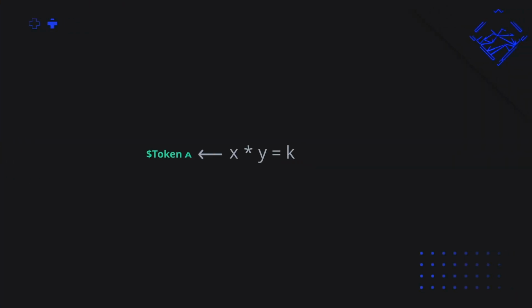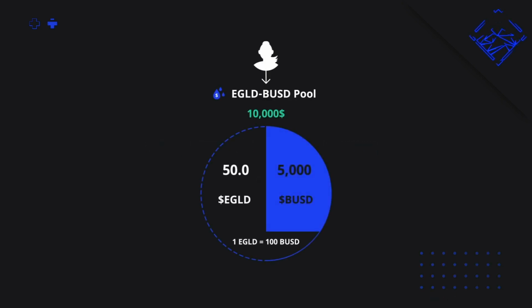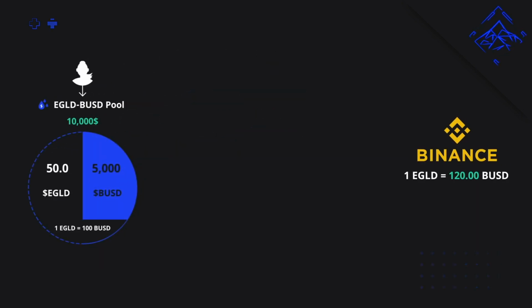X represents one asset in a pool, and Y represents the other. K is the result of the multiplication of these assets, and it always remains a constant. Let us go back to our example and put this in practice. EGLD reached 120 BUSD on Binance, and in our pool, on Maiar Exchange, it is still 100 BUSD.